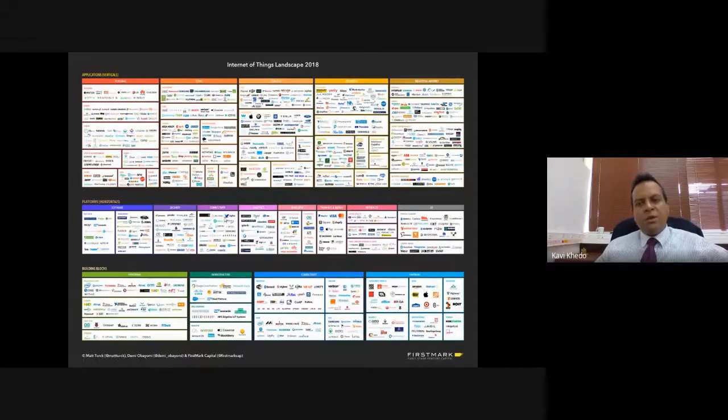This diagram is not for you to read, but just to show you that so many companies are already operating in this area. This is why you have to study this module.